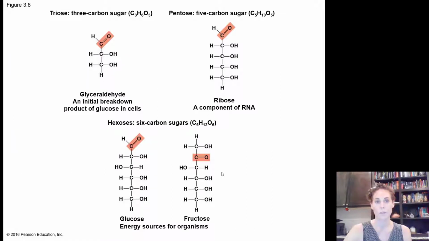the carbonyl group. So if you look at 3 different types of monosaccharides, C3H6O3, then that's a triose, a 3-carbon sugar, and it's called glyceraldehyde. Then you've got pentose, which is a 5-carbon sugar, C5H10O5. It's called ribose. And then hexoses are 6-carbon sugars, and there are 2 different types of them, glucose and fructose. And just where that oxygen is attached makes them 2 totally different types of sugars. Glucose is in cane sugar, fructose is what sweetens fruit and other things. And both of those are energy sources for organisms.